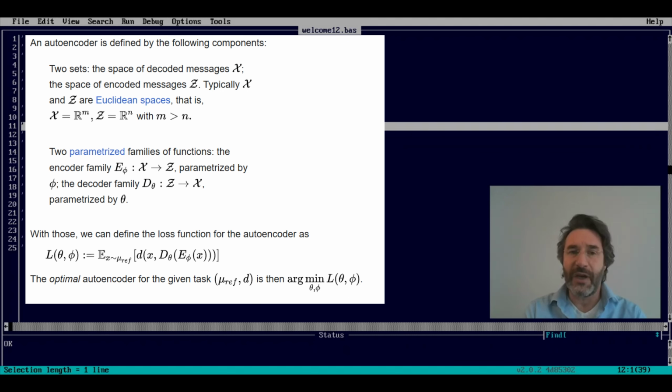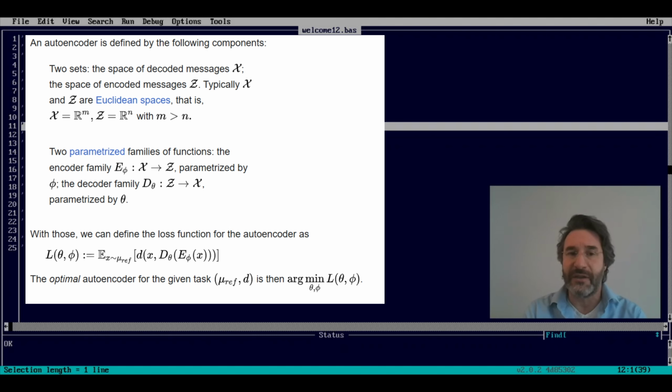So at the very end, how do you train an autoencoder? You have to define a loss function, which is the function that you see here at the bottom, defined by L of theta and phi. What you are going to do is look for the parameters theta and phi that minimize the loss function.